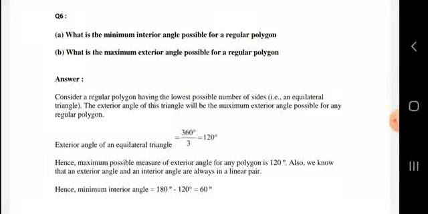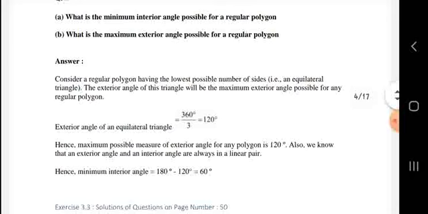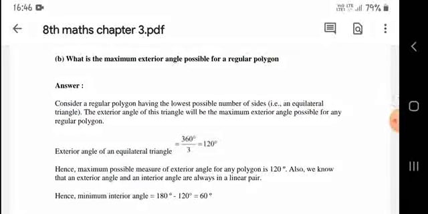Next, what is the minimum interior angle possible for a regular polygon? For a regular polygon, the minimum is with 3 sides, an equilateral triangle, so 360 divided by 3. Therefore the exterior angle will be 120, and 180 minus 120 gives the interior angle, which is 60 degrees.